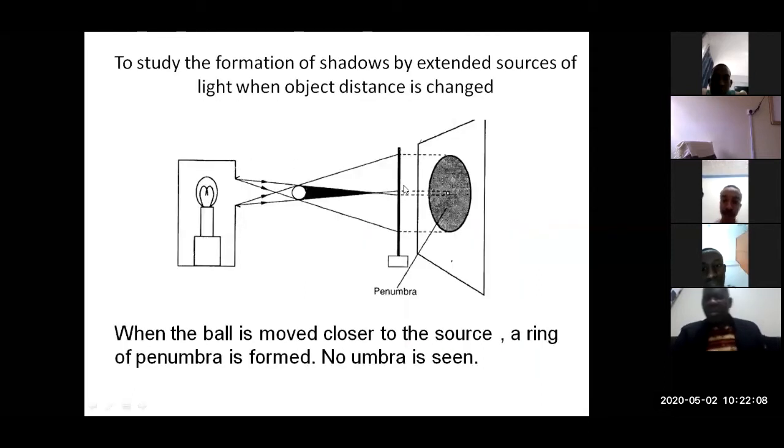Now, an extended source of light is the same as a large source of light. So you see, if the source of light is too large, then umbra is too small, but the penumbra is going to be too large, as we can observe on the screen.